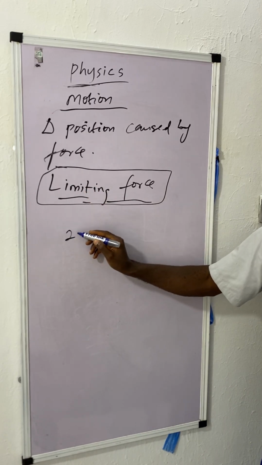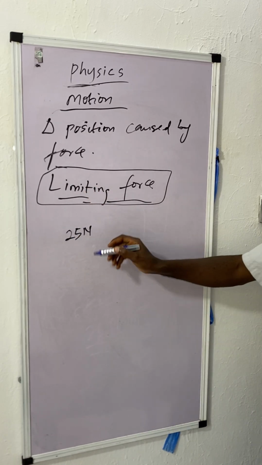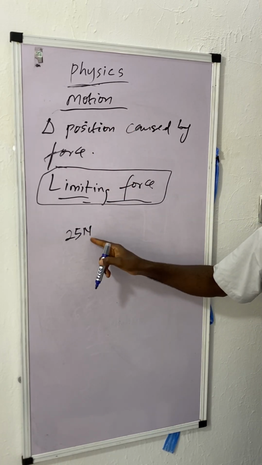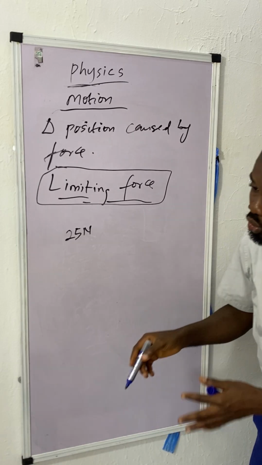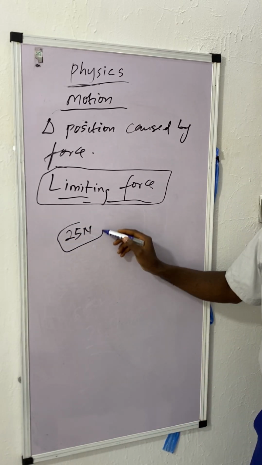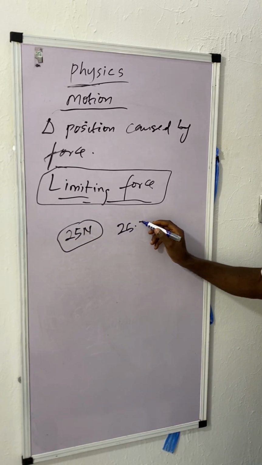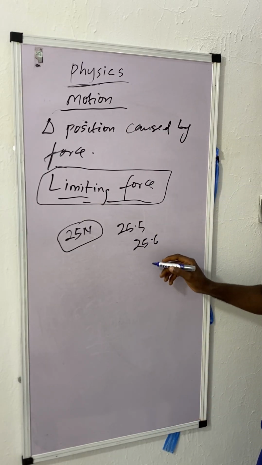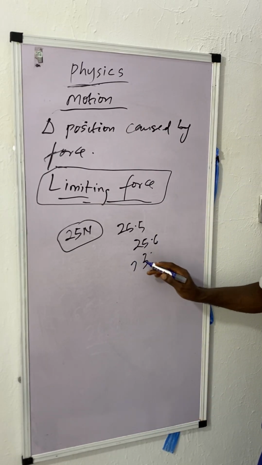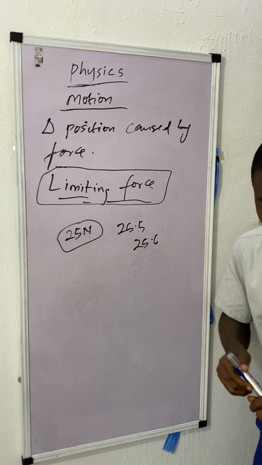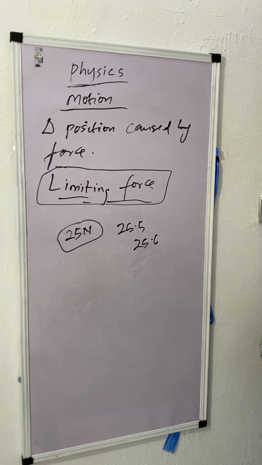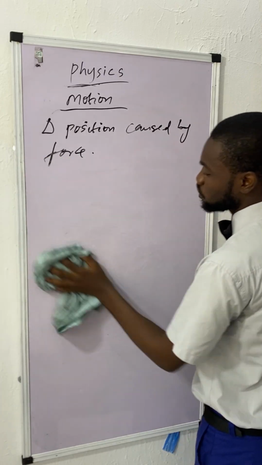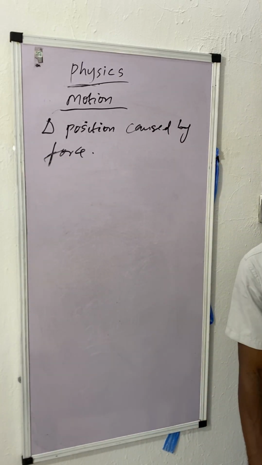Let's say the limiting force is 25 Newton. For you to break this limiting force and bring about motion, you are going to introduce a force to the body or to the system that is greater than 25 Newton. Let's say 25.5 Newton. Then you can start noticing some motion. 25.6, 26 Newton, and so on and so forth. Immediately you increase it past the limiting force, motion is induced. And we have various types of motion, which we are going to look at right now.